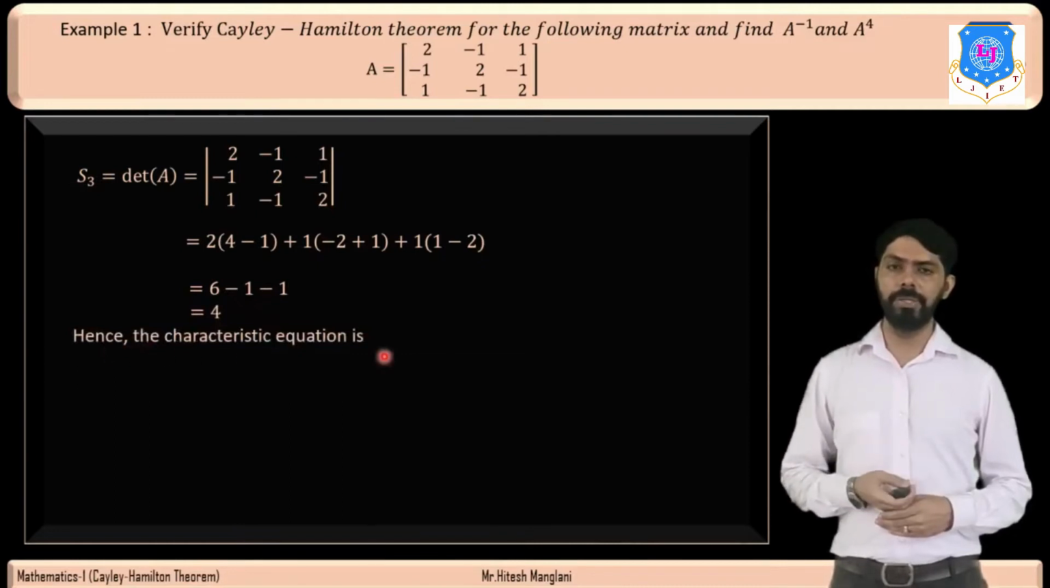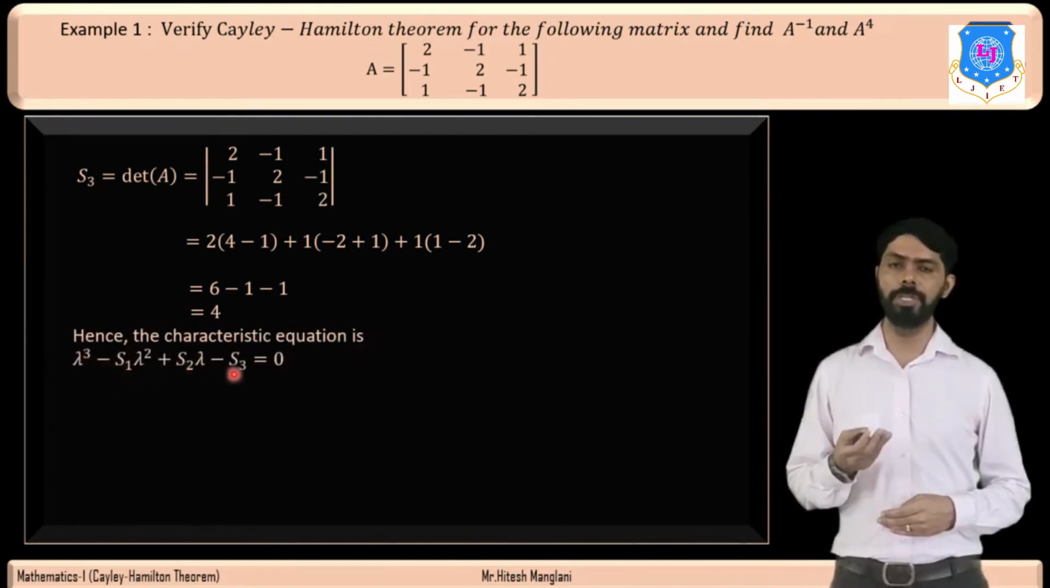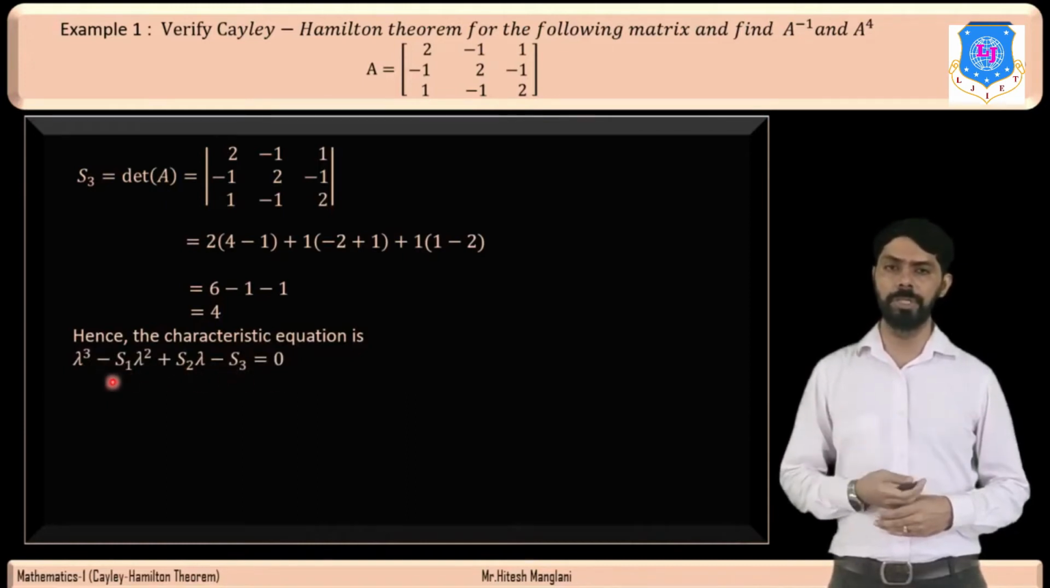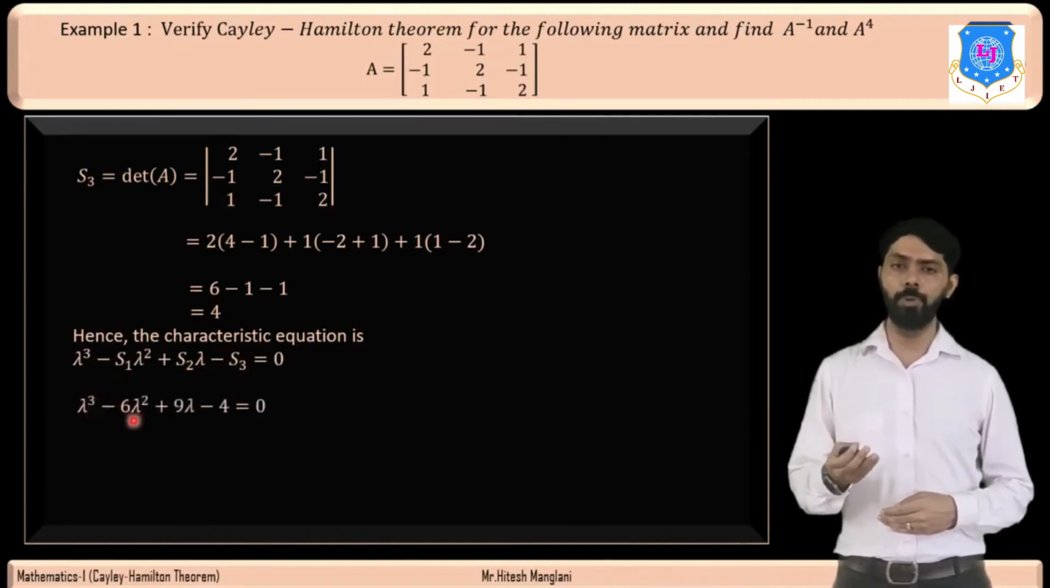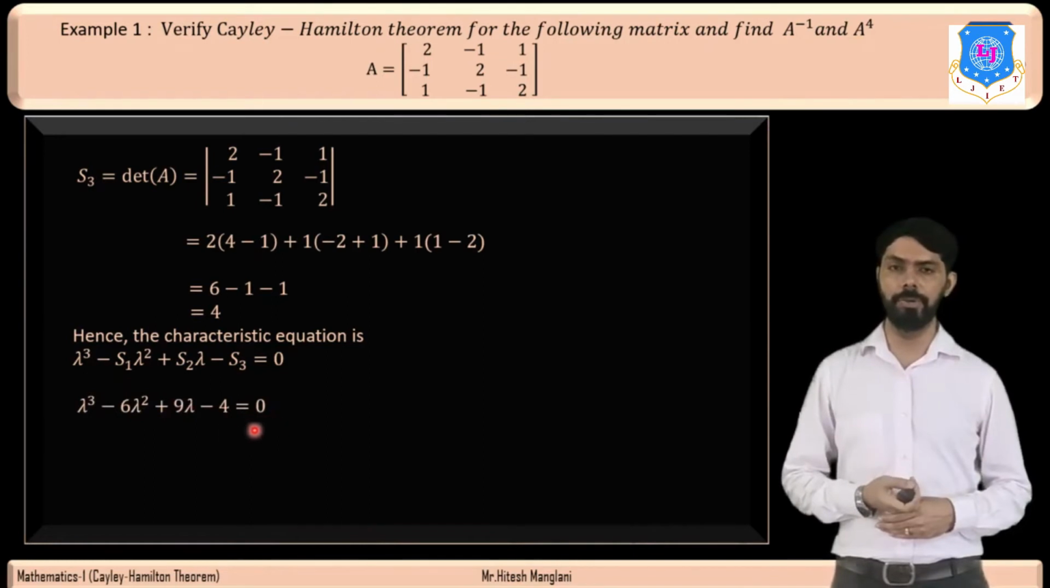Now we know that the characteristic equation for a matrix of order 3 is given by lambda cube minus S1 lambda square plus S2 lambda minus S3 equal to 0. Now we put the values of S1, S2 and S3 in this equation. So it will be lambda cube minus 6 lambda square plus 9 lambda minus 4 equal to 0. So this is the characteristic equation.